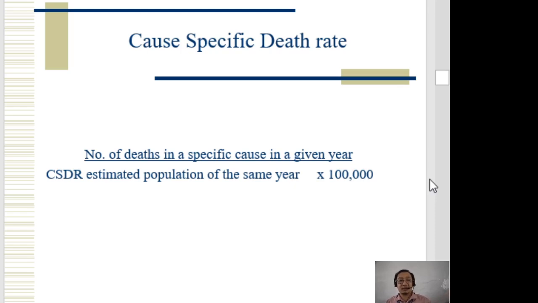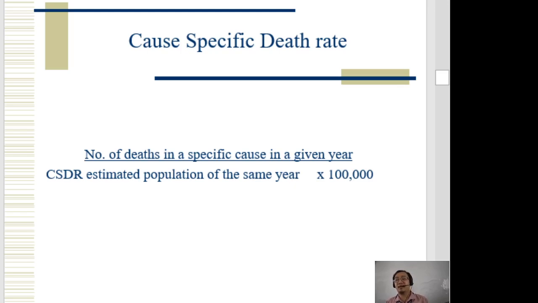Compared to crude death rate, for example, who are those people who died because of heart attack, people who died because of cancer, people who died because of COVID-19. So that's your cause specific death rate. It's equal to the number of deaths of a certain group because of a certain cause in a given year divided by the estimated population of the same year times 100,000. Again, it's the rate of dying due to causes that makes it a specific rate.